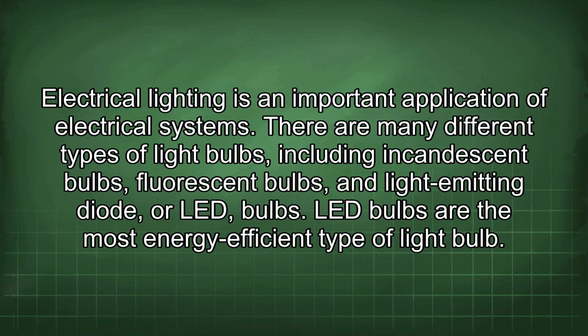Electrical lighting is an important application of electrical systems. There are many different types of light bulbs, including incandescent bulbs, fluorescent bulbs, and light-emitting diode, or LED bulbs. LED bulbs are the most energy-efficient type of light bulb.